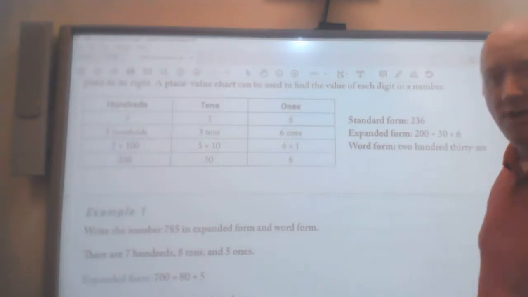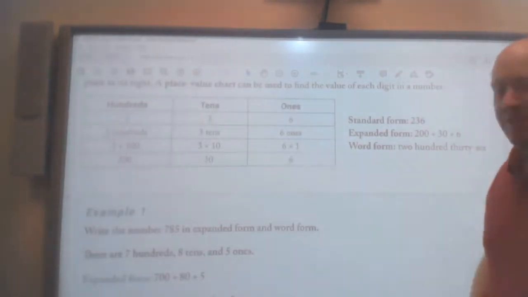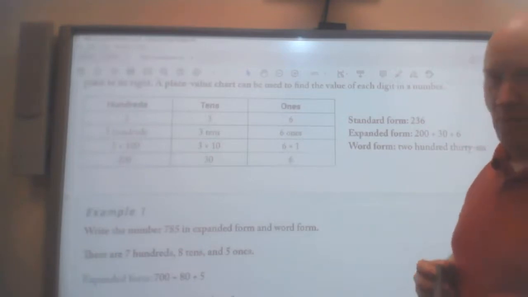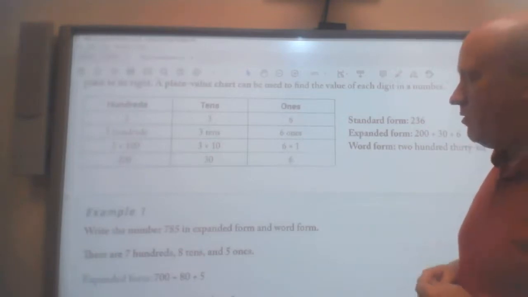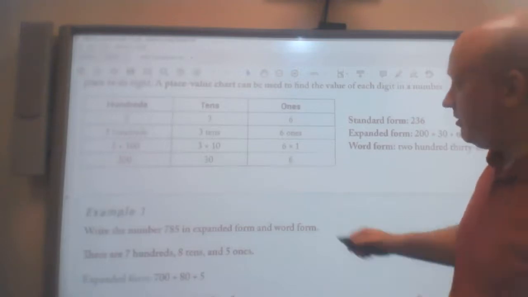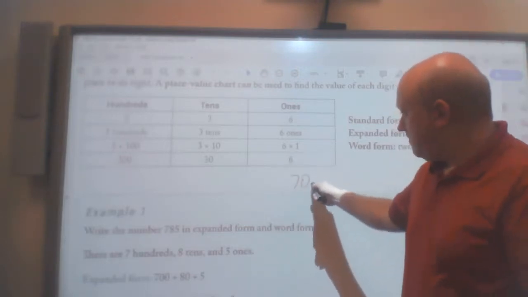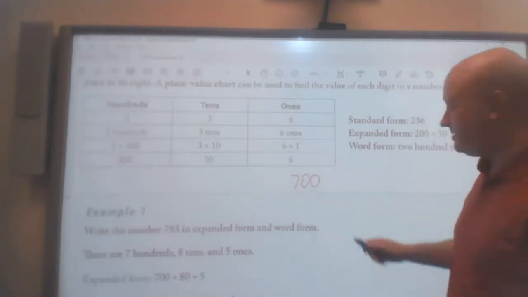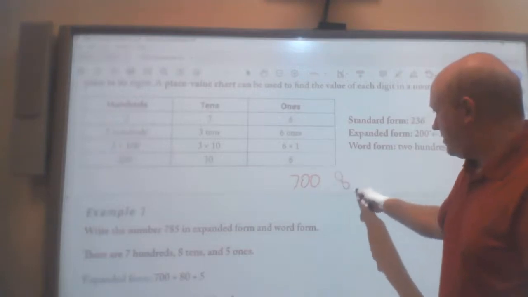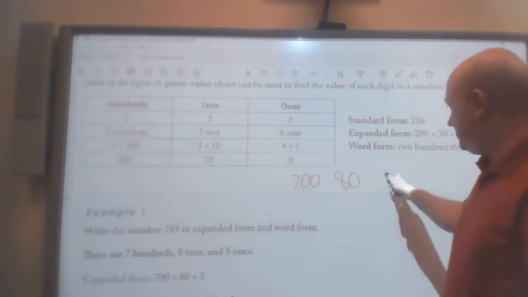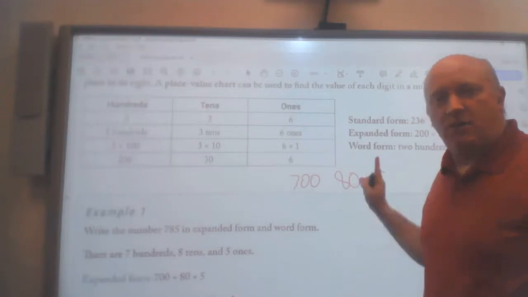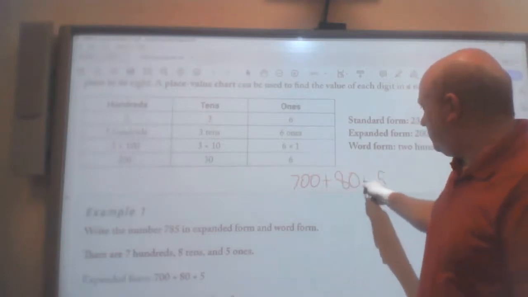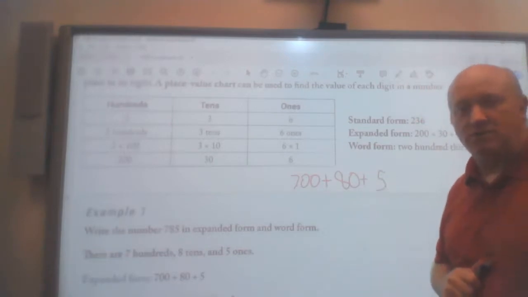Example 1. Write the number 785 in expanded form and word form. Well, we know the number 7 is in the hundreds. Okay? And we know the 8 is in the tens place. And we know the 5 is in the ones place. Anytime you write expanded form, you have to have a plus between the numbers.